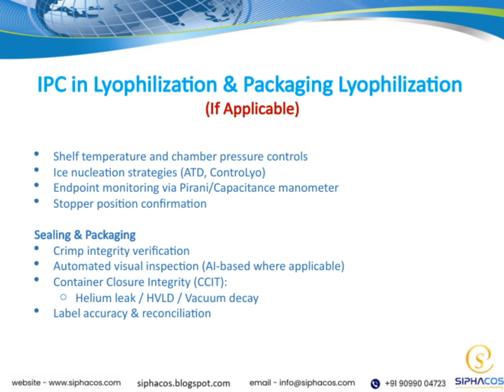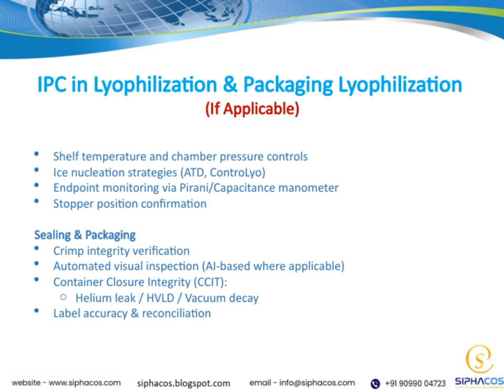Next, we have ice nucleation strategies, such as ATD and ControLyo. These methods help us control the freezing process more predictably, reducing variability and improving the overall efficiency of the cycle. For endpoint monitoring, we rely on instruments like the Pirani gauge and capacitance manometer. These tools allow us to accurately determine when the sublimation process is complete, ensuring the product is properly dried before moving on. Stopper position confirmation is also vital. It helps us verify that stoppers are correctly placed and secure, preventing contamination or product loss.